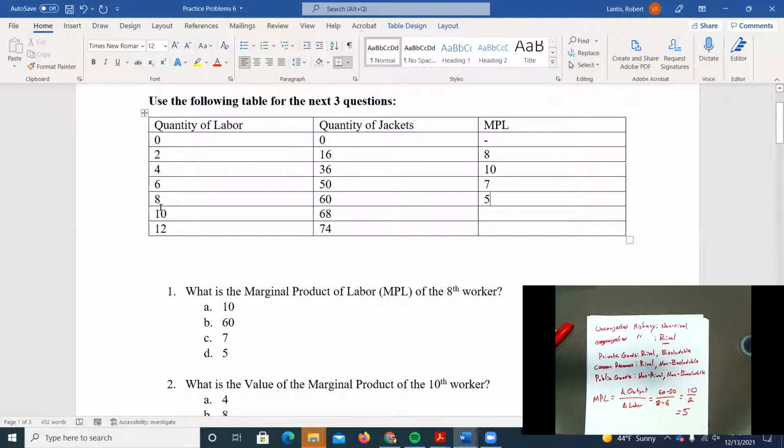The change was 8 divided by the change in labor, which was 2. So 8 over 2 is 4. And then here, the output changed by 6, labor changed by 2. So we have a marginal product of labor of 3. So I could do this for every single quantity of labor.